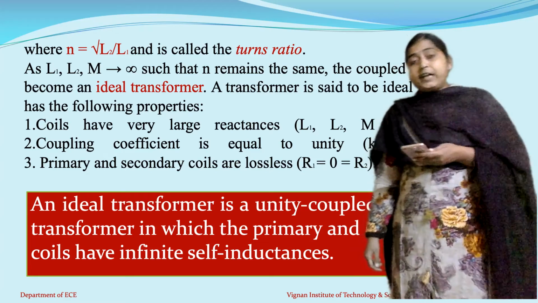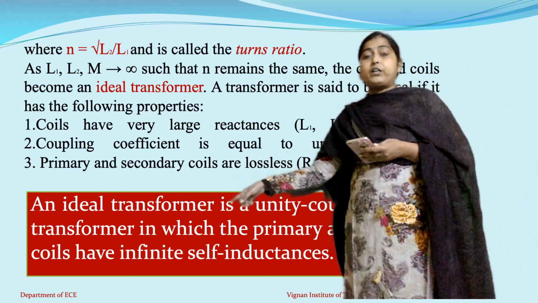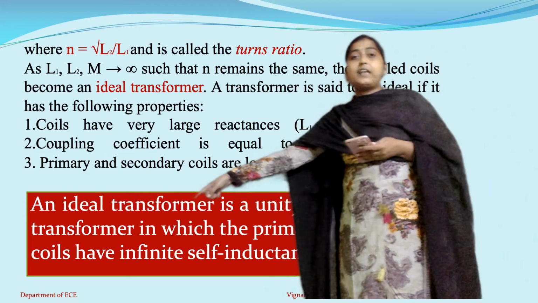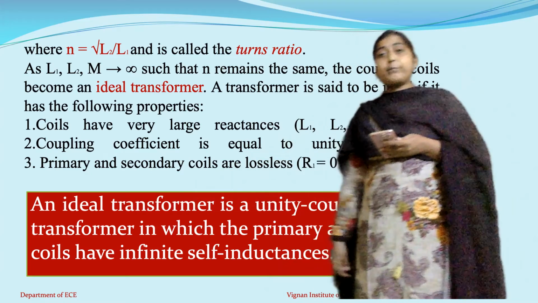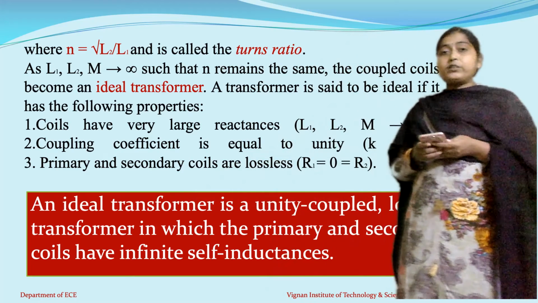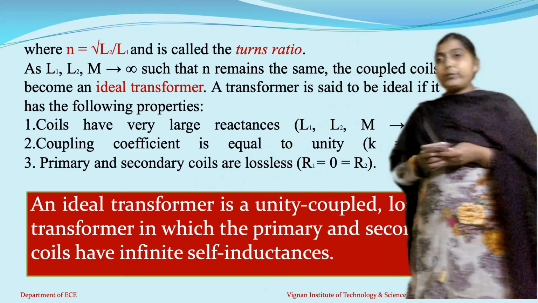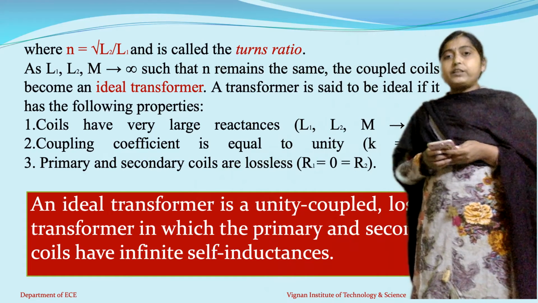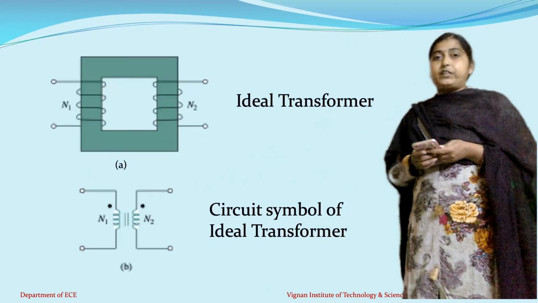Please remember that I am using the word ideal transformer. What is the meaning of ideal transformer? Ideal means the standard conditions which normally do not occur practically. We are talking about the ideal condition. So for the ideal condition, K should be perfectly 1, then R1 and R2 should be equal to 0, then L1, L2 and M should approach infinity.